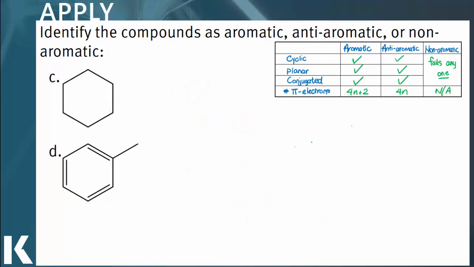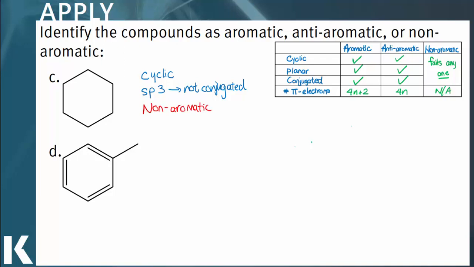The molecule in C is cyclohexane, which is cyclic. However, all the carbons are sp3 hybridized, and therefore no conjugation is occurring. Since it fails one of the criteria, cyclohexane is not aromatic.